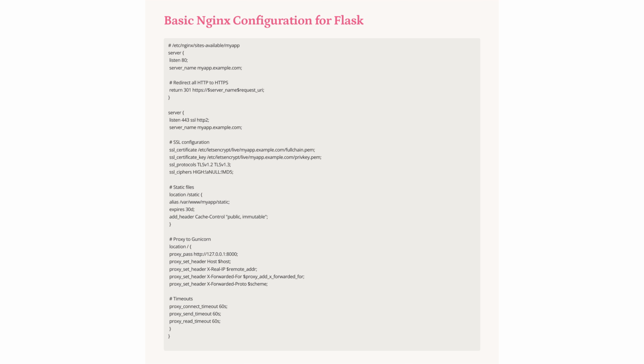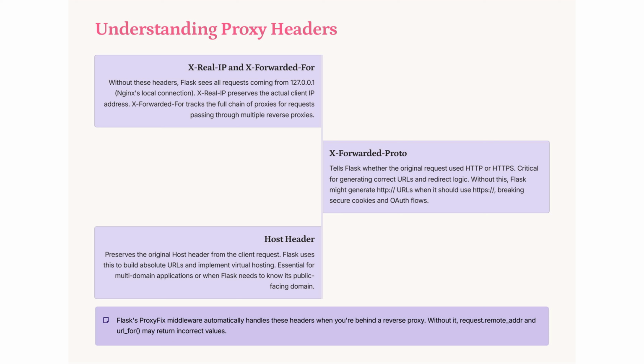The configuration proxies requests to Gunicorn, setting headers like Host, X-Real-IP, and X-Forwarded-For, crucial for accurate client information and secure URL generation. Understanding proxy headers is crucial for accurate request handling in Flask.